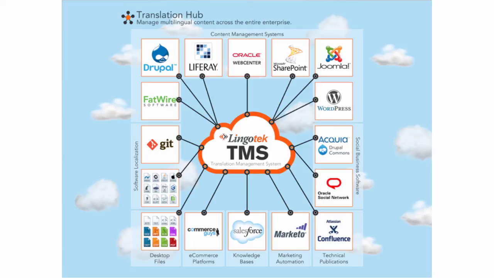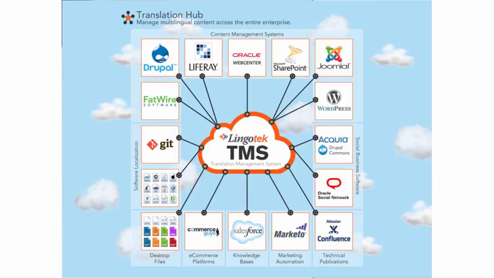We hook to a variety of different content management systems or enterprise applications. As you can see here, from Drupal to Liferay to WordPress, social business software, Oracle and Drupal Commons, Confluence, marketing automation tools, knowledge bases, e-commerce platforms. We handle all of these different types of content. And what's nice about that is if you translate content in one system, you can reuse and repurpose that content in different systems. And so you start to drive costs down. A lot of clients we have actually are running multiple enterprise applications through our translation management system.